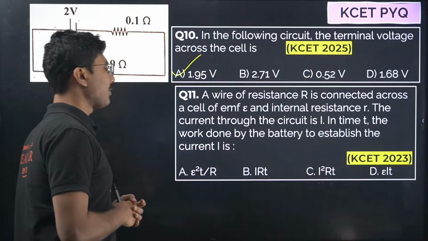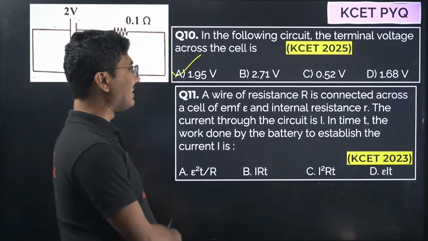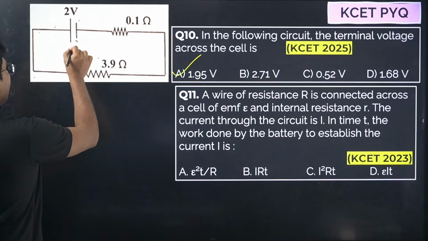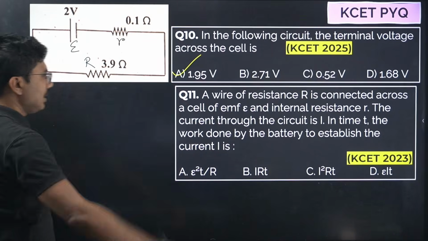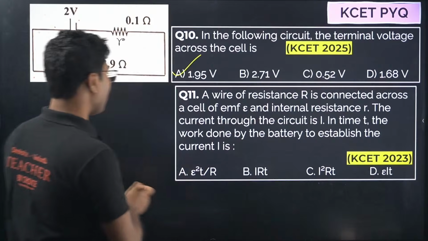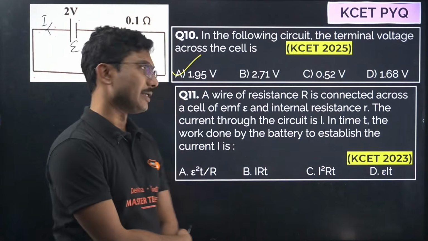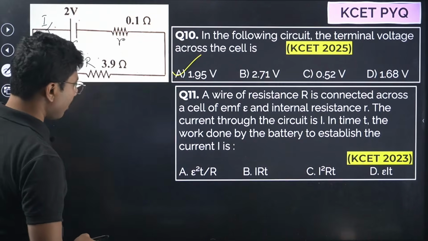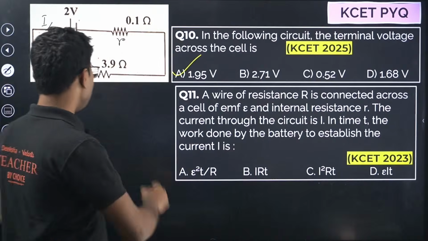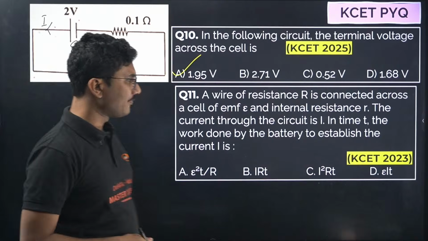What about this question? A wire of resistance capital R is connected across a cell of EMF epsilon and internal resistance small r. So same question. The circuit is same, epsilon and R, but the circuit is not given in the question, obviously. The current through the circuit is I. In time t, the work done by the battery to establish a current. So if you remember the formula for power, the formula for energy. What was the energy formula? Energy was VIT.